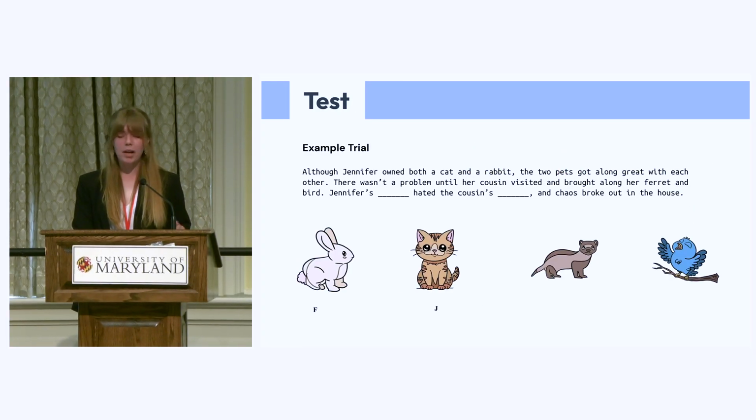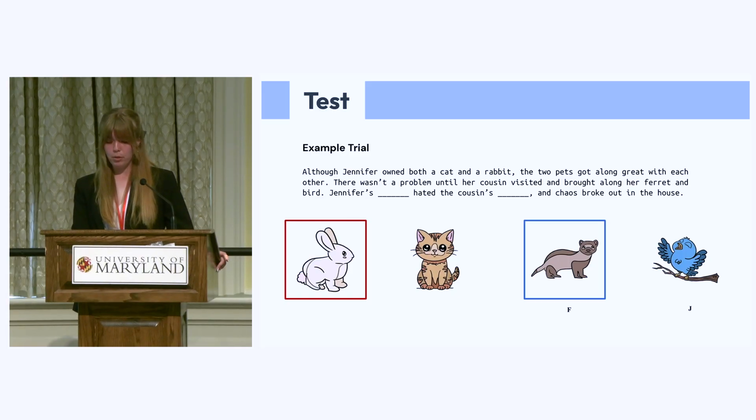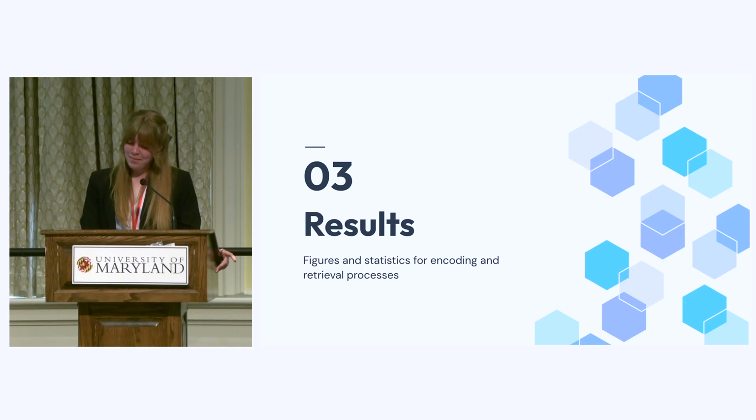Here, the participant might read the narrative and decide that they want to choose rabbit for the first word slot. So they'd press F, see a little highlight in red to indicate that they filled in the first word slot, and then they might fill in word slot 2 with ferret, and now that would be highlighted in blue as well, and that would be the end of one test trial. And they do that about 40 times.